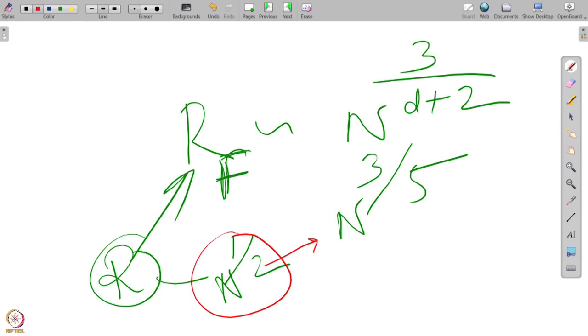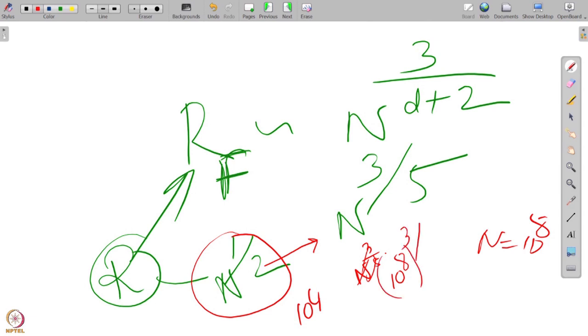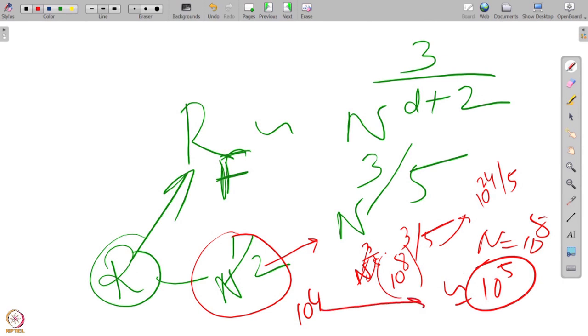If I go with my N equal to 10 to the power 8, then N to the power half is 10 to the power 4. And now if I do N to the power 3 by 5, I have to do 10 to the power 8 times 3 by 5, so it is 10 to the power 24 by 5, that means almost 10 to the power 5. So I see a 10 fold increase, a little less, 8 actually, a huge increase in the size of the polymer because of the interaction between the polymers.